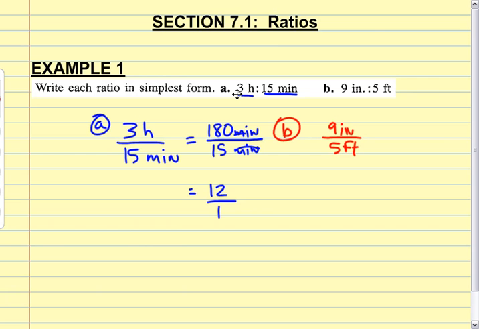Okay? Parker, do I want to change to inches or change to feet? You want to change it? Exactly. All right? So I've got 9 inches on top. I'm going to leave that there. How many inches do I get on the bottom? 60. 60? Got it. There's 12 inches.